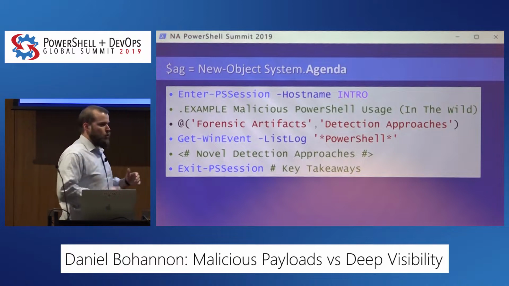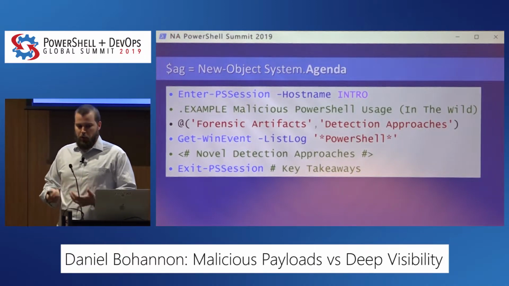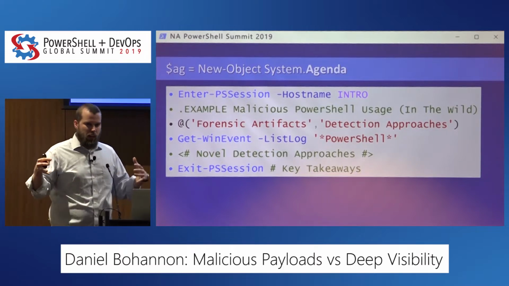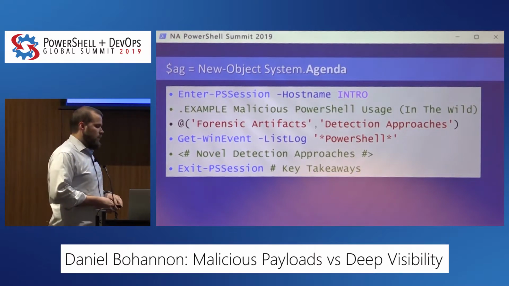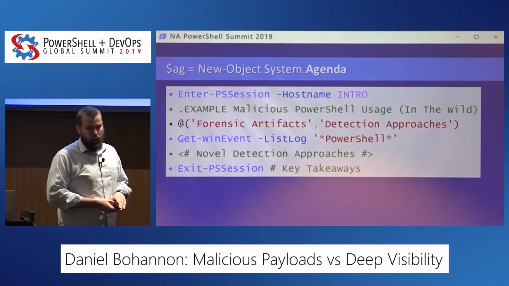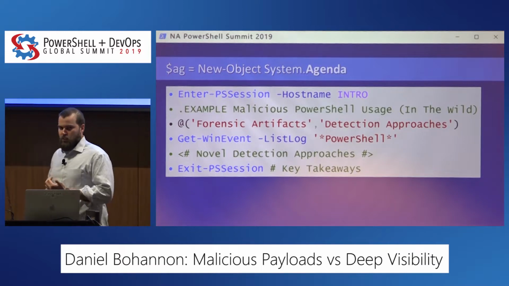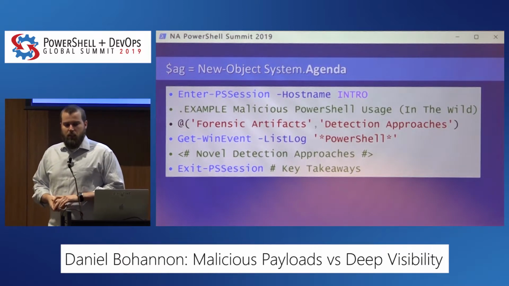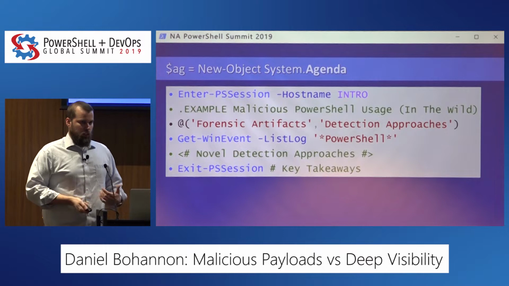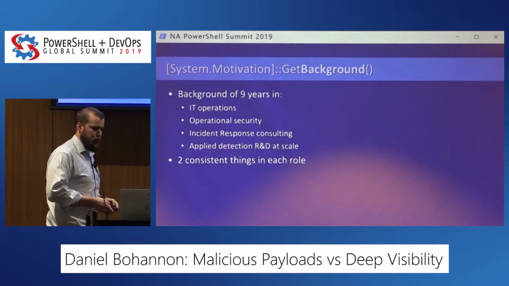In this talk, we'll jump into a quick introduction about PowerShell in the security world, and then we're going to look at a buffet of in-the-wild examples of PowerShell. Then we'll dive into some forensic artifacts and a few different detection approaches that we take on a daily basis, and then into the awesomeness of PowerShell logging. And then finally cover some more novel detection approaches and end with some key takeaways in time for perhaps a few questions. So first, the introduction.